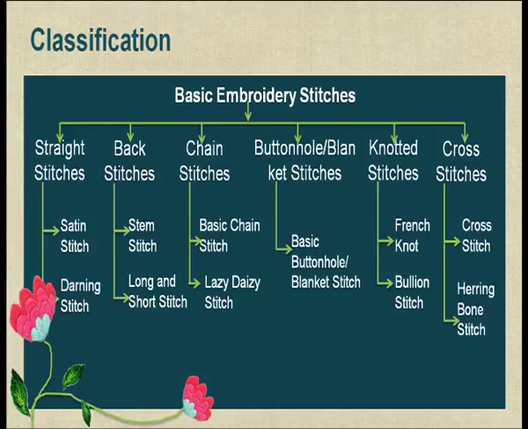Buttonhole or blanket stitch. Knotted stitches are French knot and bullion stitch. And cross stitch includes cross stitch and herringbone stitch. So this is a ready reference to understand what are the basic embroidery stitches. Now moving to each one.